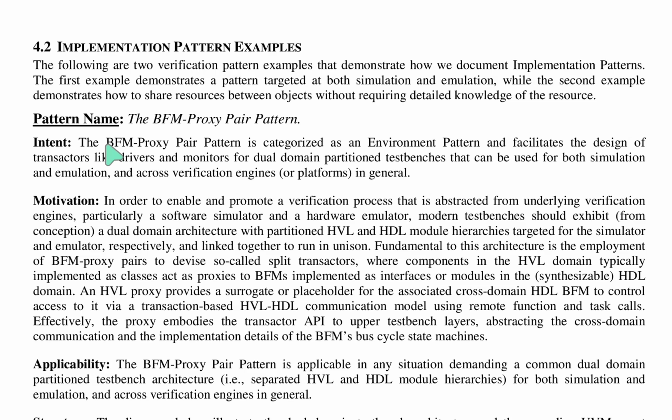Intent: the BFM proxy pair pattern is categorized as an environment pattern and facilitates the design of transducers like drivers and monitors for dual domain partitioned test benches that can be used for both simulation and emulation and across the verification engines or platforms in general.